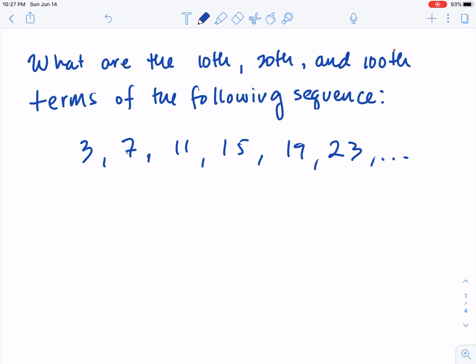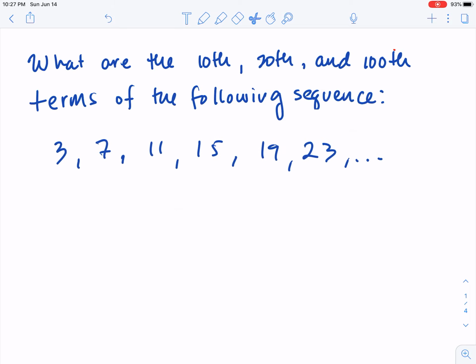In this video ay itutuloy natin yung series natin on sequences, no? So, meron tayong tanong dito, what are the 10th, 20th, and 100th terms of the following sequence? 3, 7, 11, 15, 19, and 23, and so on.